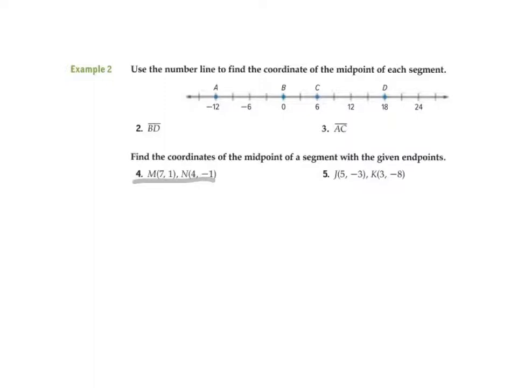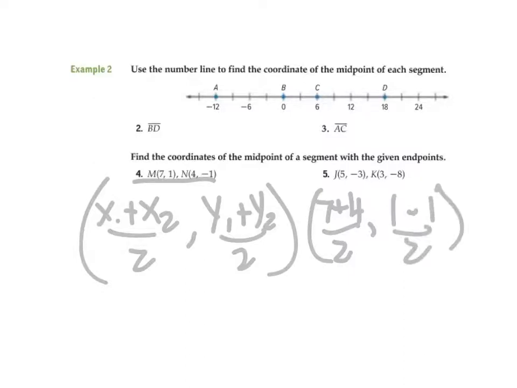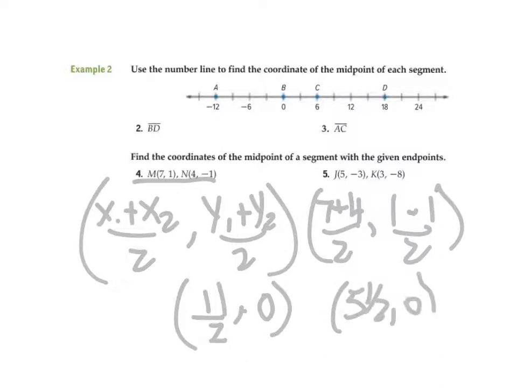I'm going to do number 4. So you know the formula is x1 plus x2 divided by 2, that will give you your x coordinate, and then y1 plus y2 divided by 2, that will give you the y coordinate. So in theory you're going to have 7 plus 4 divided by 2, and then 1 minus 1 divided by 2. 7 plus 4 is 11, so you can leave it as 11/2. And then 1 minus 1 will give you 0. So either you leave it as 11/2, or you can change your x coordinate to 5.5, 0.